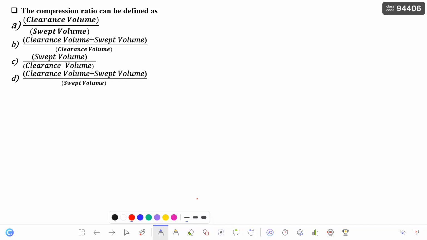Other than B, anyone else has anything to say? Option A, clearance volume by swept volume. Okay. So you yourself will answer. Just I will explain to you how we actually calculate the compression ratio.